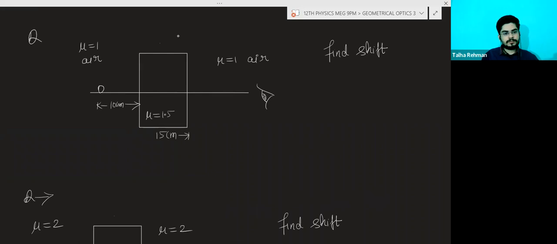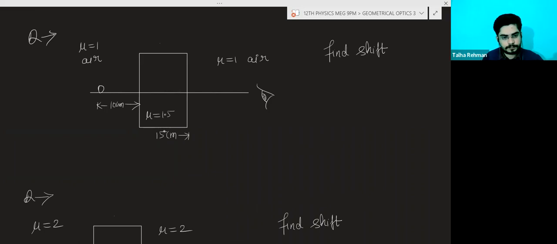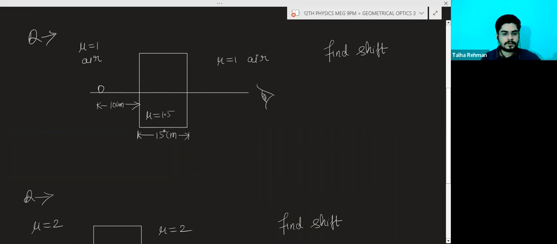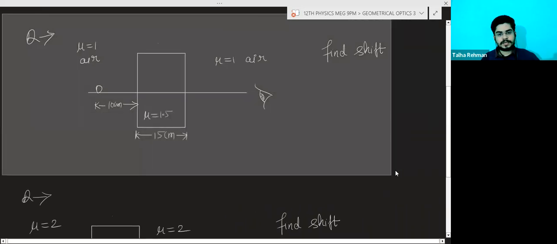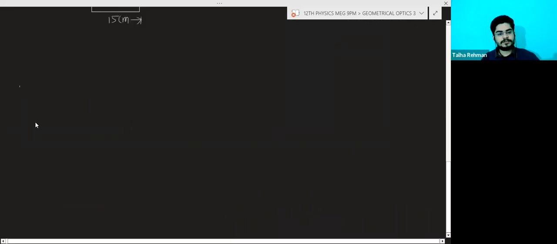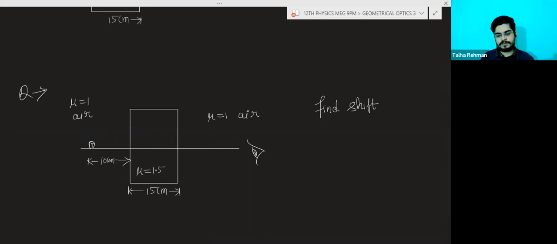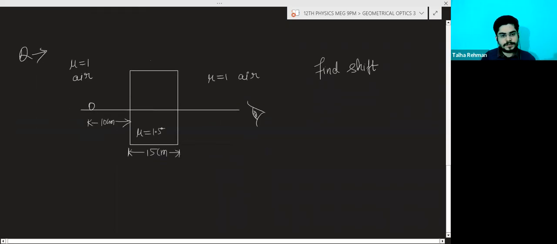So this is the first question. This is a glass slab of thickness 15 centimeter, and we have to find the shift. What is the meaning of the shift? This object will appear at some other position. That is known as the shift. So we want to find the value of the shift.